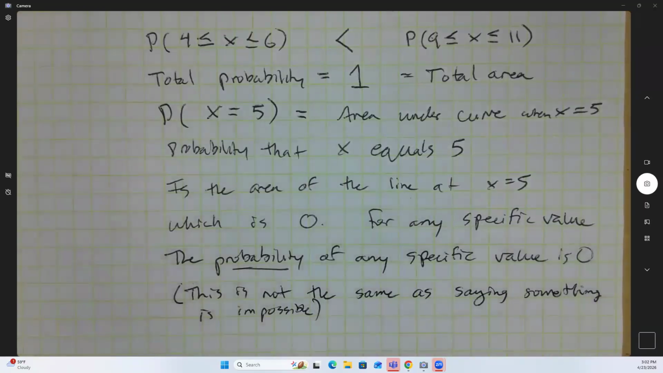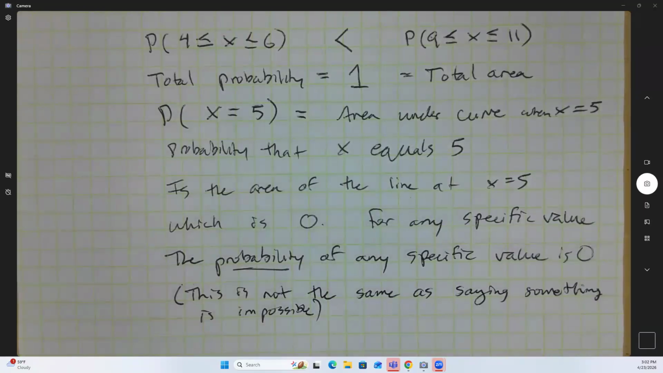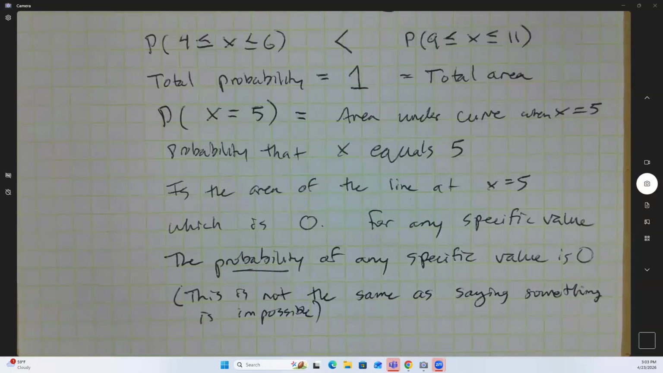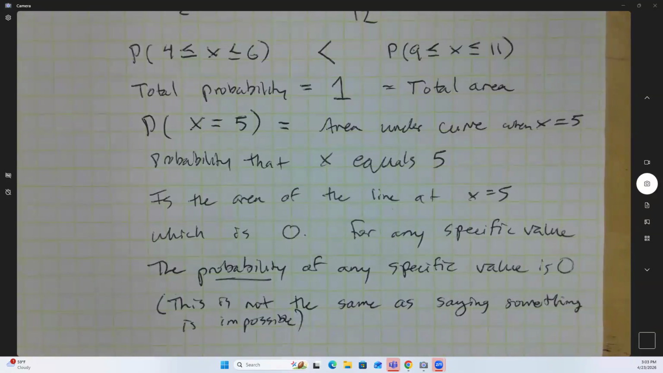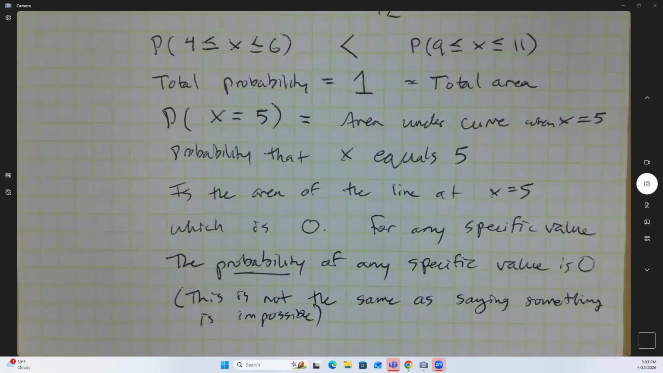So there's a difference between mathematical probability and what we normally think of as probability. It's kind of related to the idea that there's always a chance, but even so, it's not really that either. Just keep in mind it's weird. This is a place where it gets a little weird. The probability of any specific value is 0, which is not to say it's impossible.